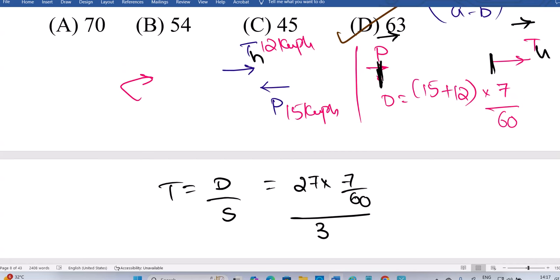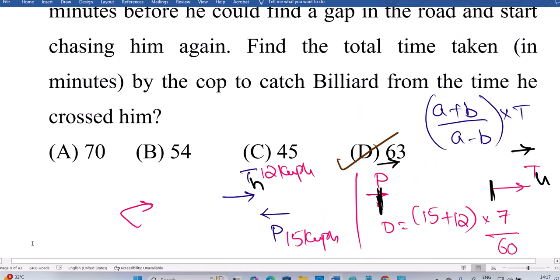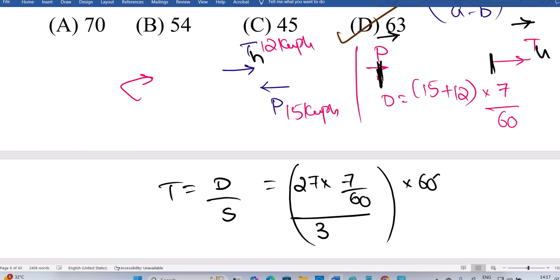Sir, here divided by 60, sir? My dear friend, the answer they are asking is in minutes. Divided by 60 will give hours, but here they are asking total time in minutes. So that 60 is actually not needed. The divide by 60 converts minutes to hours, but the question asks in minutes. If you divide by 60, I have to multiply by 60 to get back to the same. So 63 minutes is the answer.